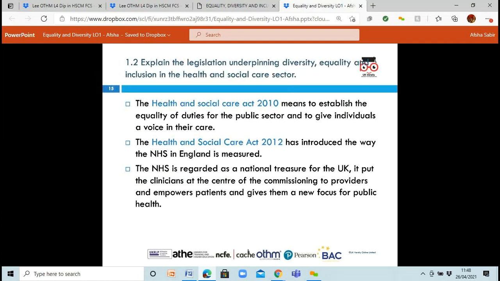Then we come on to the Health and Social Care Act of 2010. This act establishes the equality of duties for the public sector, and it's quite a good act, this one. It gave individuals a voice in their care. This is where person-centered care came about from. The Health and Social Care Act has also introduced a way that the NHS is governed and measured, they've got an accountability against this act. So this will make sure that things are being run the way they should be.